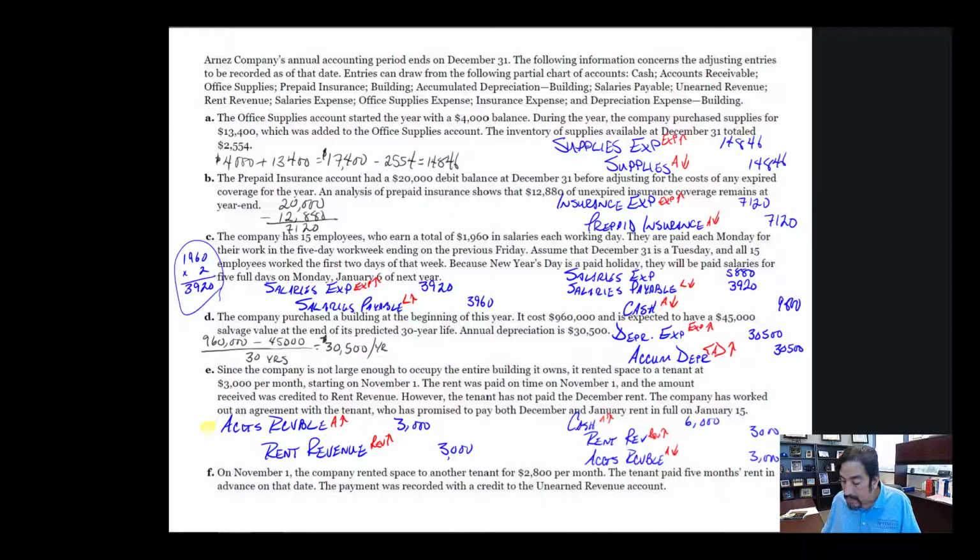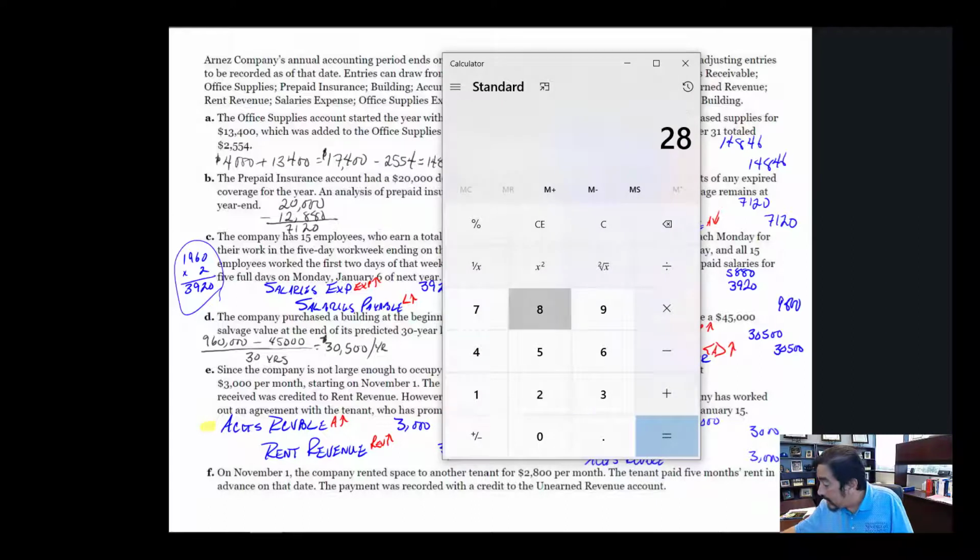And our last one, on November 1st, the company rented space to another tenant for $2,800 a month. The tenant paid 5 months rent in advance on that date. The payment was recorded with a credit to unearned revenue. So they're not asking us to write it up. I won't write it up, I'll just talk it out. Back on November 1st, we recorded a debit to cash because they paid us $2,800 times 5. They paid us $14,000 in cash on November 1st. That's 5 months of rent at $2,800 a month.